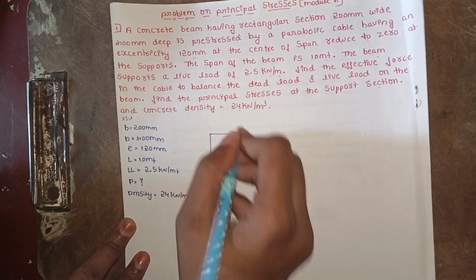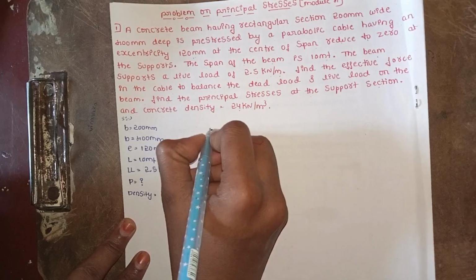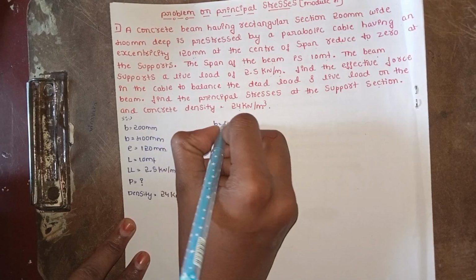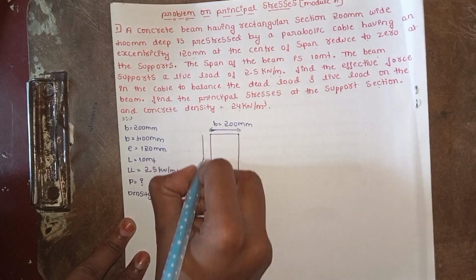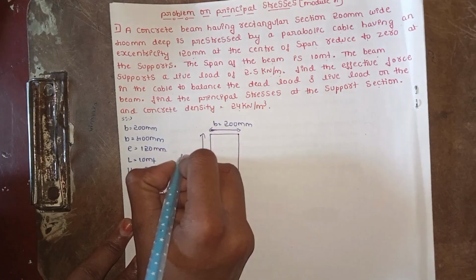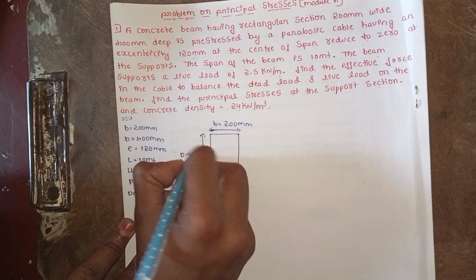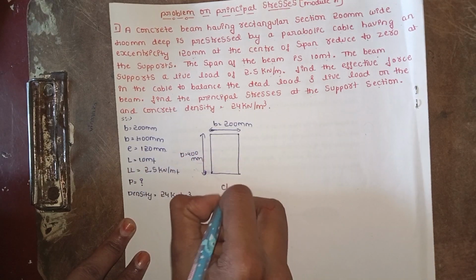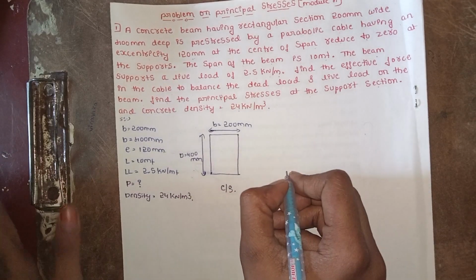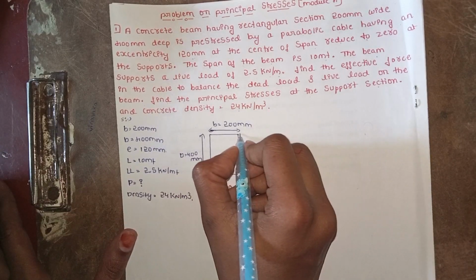This is beam section having a width B equal to 200 mm and overall depth D equal to 400 mm. Okay, this is the cross section of the beam. Now draw the longitudinal section of the beam.